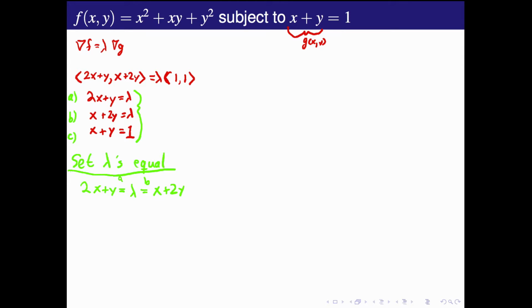Now we can simplify. Let's subtract x from both sides, and let's also subtract y from both sides. So this says on the left side x, and on the right side, I'm forgetting about the fact that these were equal to lambda to start with. I'm just using the absolute left side and the absolute right side, and I get x equals y. Okay, great. Now we can plug this relationship back into C.